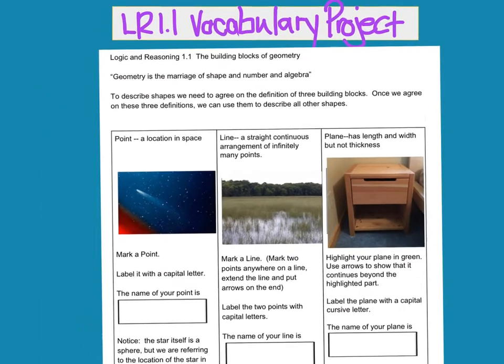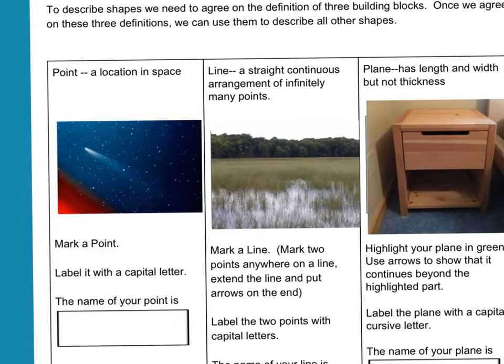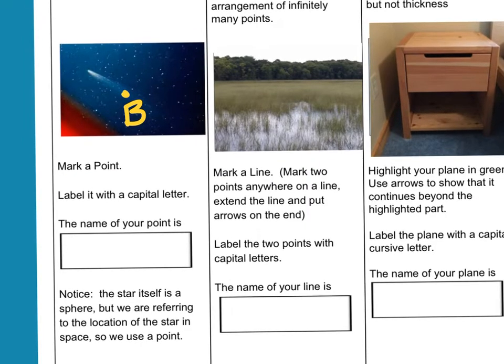The first one is point, and a point is just a location in space. So put a point or a dot to mark a point. Then we label it with a capital letter. I'm going to call this one B. So the name of my point is B.